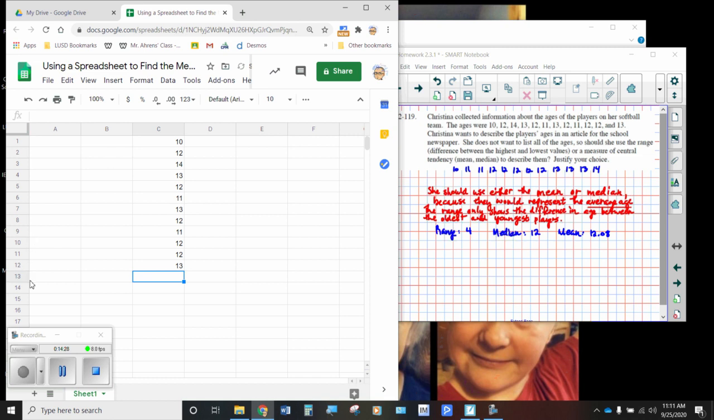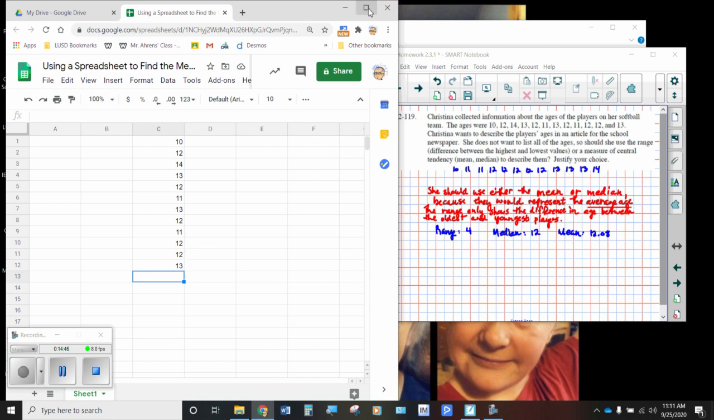Okay, so I want to make sure I've got all 12 numbers accounted for. 1, 2, 3, 4, 5, 6, 7, 8, 9, 10, 11, 12. Always a good idea to double check. 10, 12, 14, 13, 12, 11, 13, 12, 11 again, 12, 12, 13.